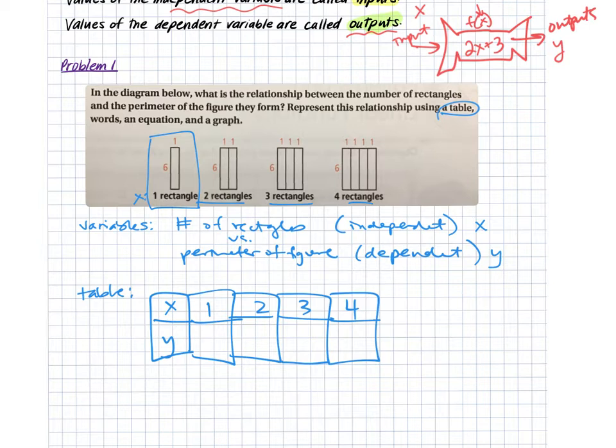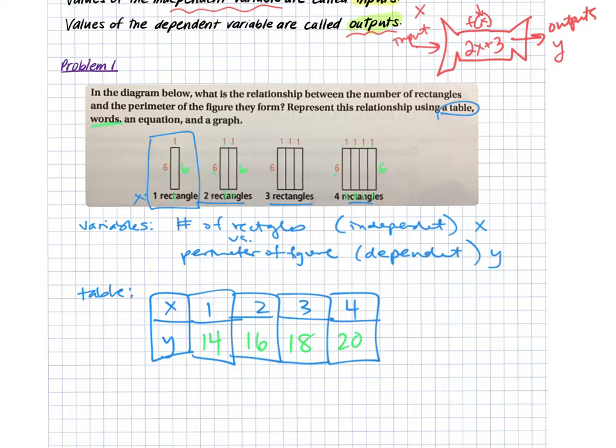Let's see here. This perimeter, if this is 6 and this is 1, this is 6 and this is 1. So that's 12 plus 2, which is 14. Then this still has your 6, and this is 1 and 1. You still have your 12, 13, 14, 15, 16. This adds another 2. So every time you add a rectangle, you're adding 2, right? You start with your 12, so you're going to keep this 12, and then 1, 2, 3, 4, 5, 6, 7, 8, plus 12 is 20. Okay, so that is the table.